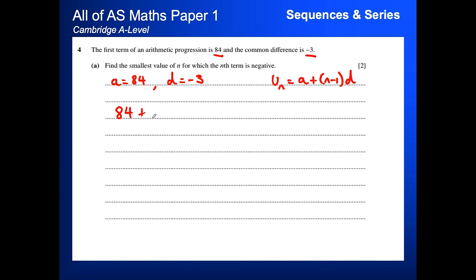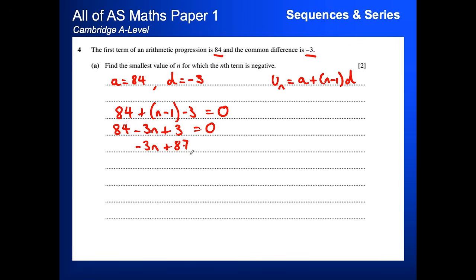N is what we don't know at the moment, so we leave that alone. We know that d is equal to minus 3. And again, we're going to set this to 0 and see what we get. So we get 84, expand the bracket here, so minus 3 times n is minus 3n. Careful here, minus 1 times minus 3 is plus 3. 84 plus 3 is equal to 87.